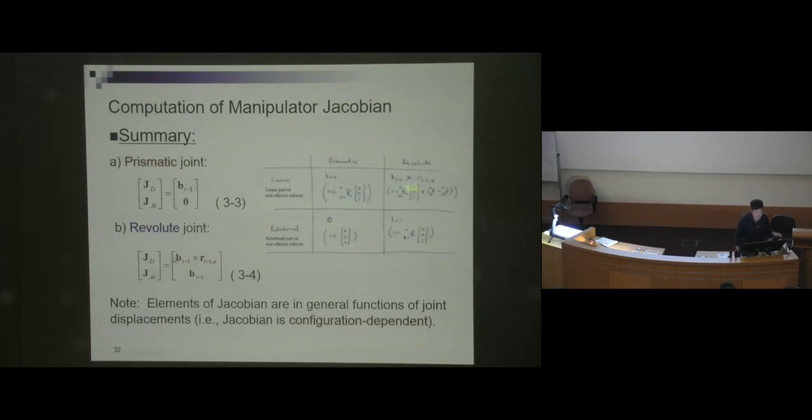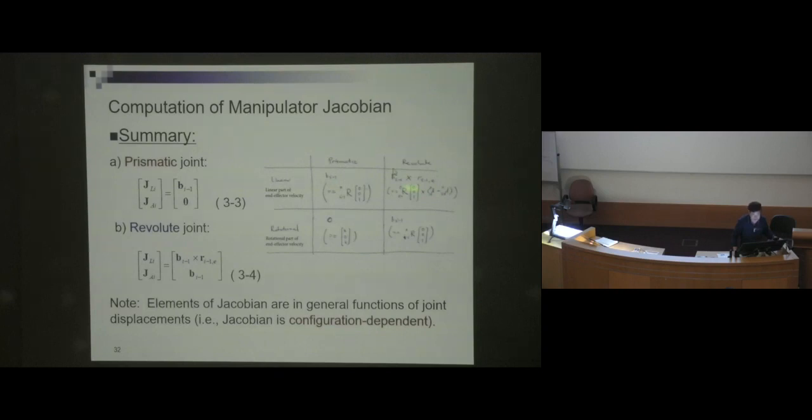And then for the revolute joint, JLI will be equal to your BI minus 1 cross RI minus 1 E, and JAI will be equal to your BI minus 1. So this is your equation 3-3 and equation 3-4. Another way of looking at it is to form a 2x2 table in this manner.